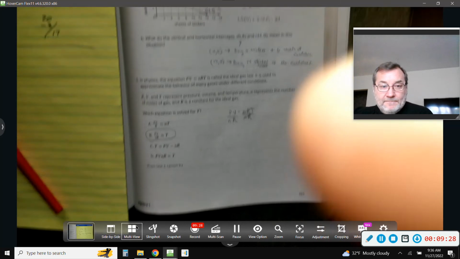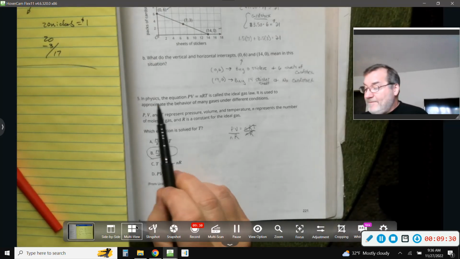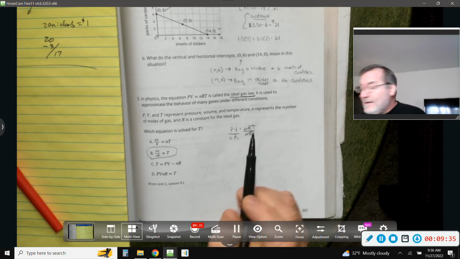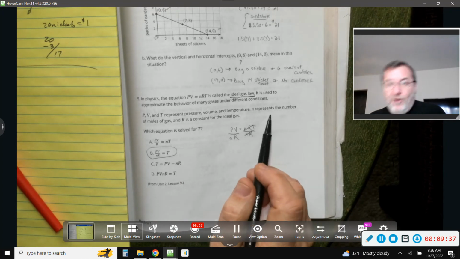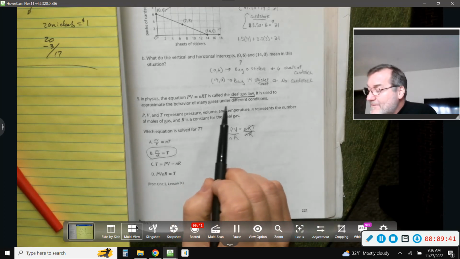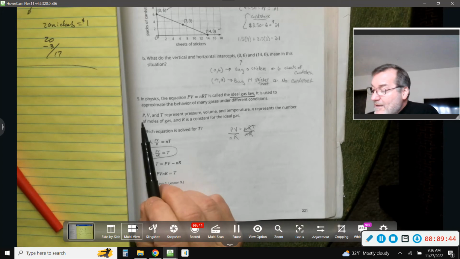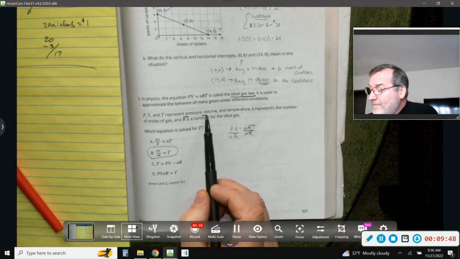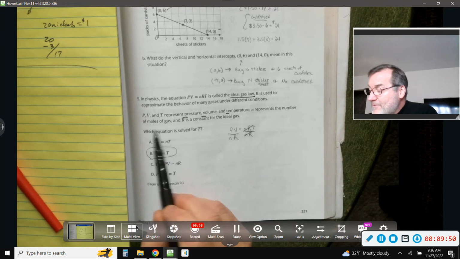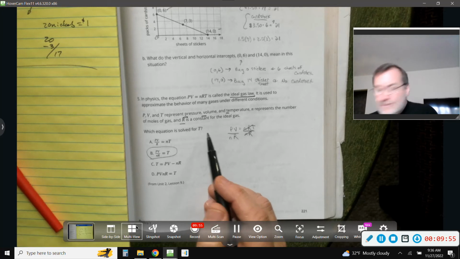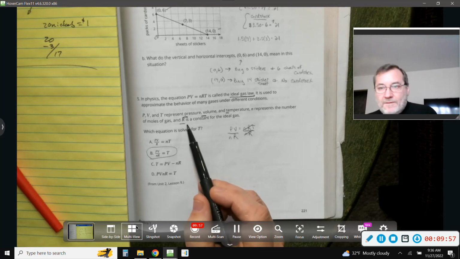All right. Now down to some physics. In physics, the equation PV equals nRT is called the ideal gas law. So perhaps sometime in the future when you take chemistry, you'll learn all about the ideal gas law. It's used to approximate the behavior of gases under different conditions. P, V, and T represent pressure, volume, and temperature. n represents the number of moles of the gas, and R is a constant. It's just a constant, and we've done all kinds of experiments to determine exactly what that constant is.